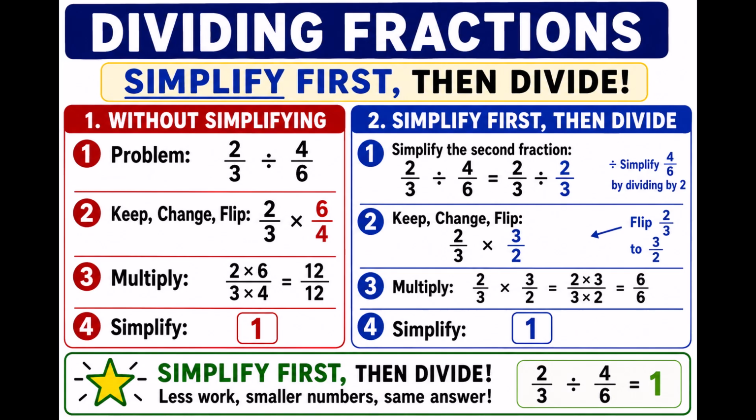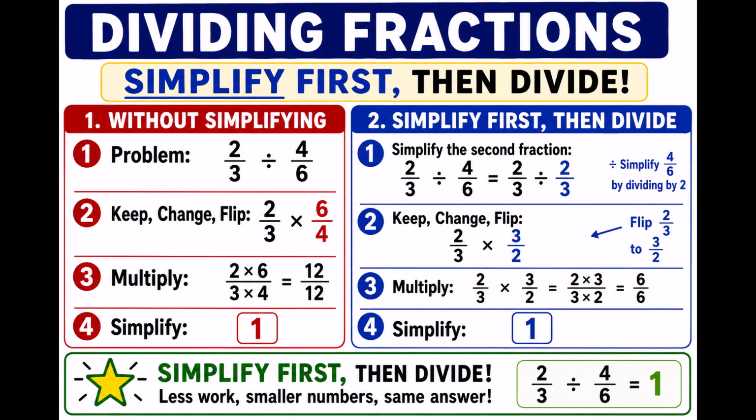Step 1, simplify first. So look at the second fraction, 4/6. Both 4 and 6 can be divided by 2. So 4 divided by 2 equals 2. 6 divided by 2 equals 3. All right? So 4/6 becomes 2/3. Now our problem is 2/3 divided by 2/3.